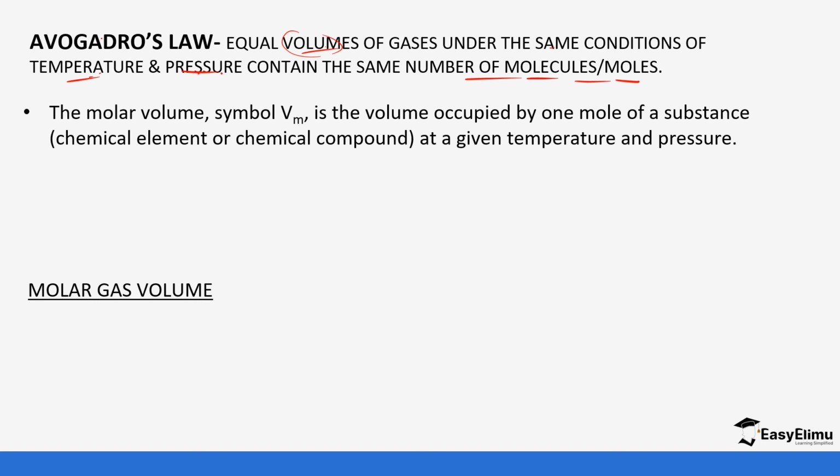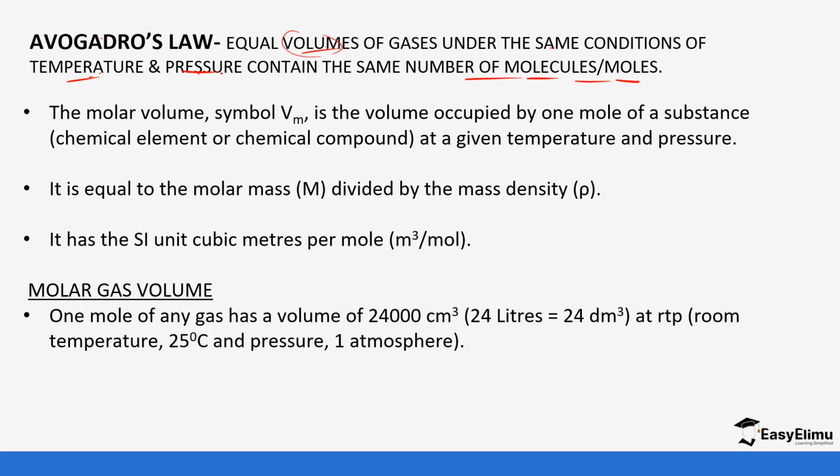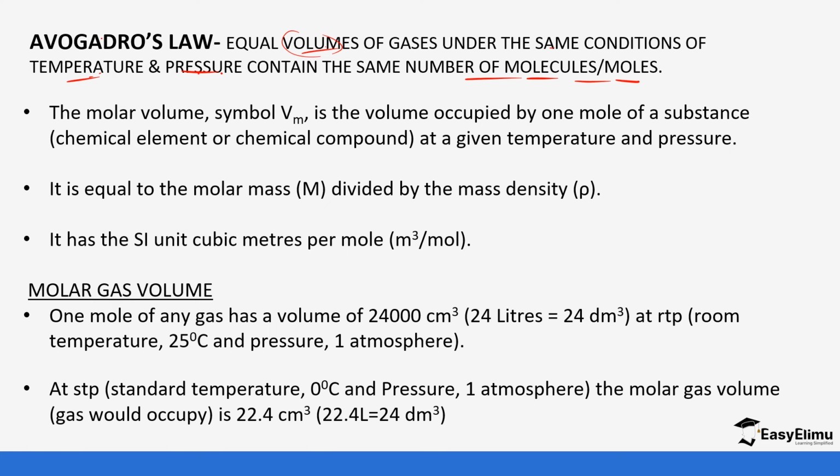Molar gas volume is the volume occupied by 1 mole of a substance at a given temperature and pressure. It is the same as the molecular mass divided by the density, and the SI unit is m cubed per mole. The molar gas volume is calculated under conditions of temperature and pressure. We have STP and RTP, just like we mentioned when we were doing the combined gas law. But in this case, it is going to relate to the volume.